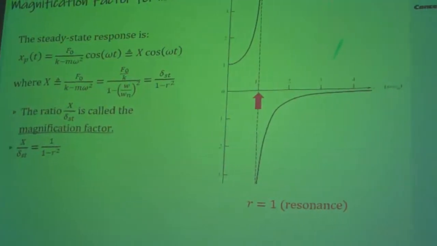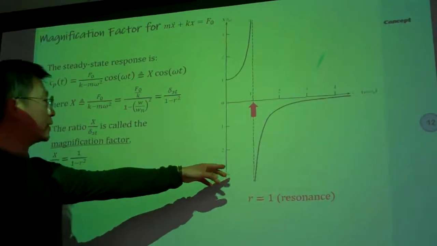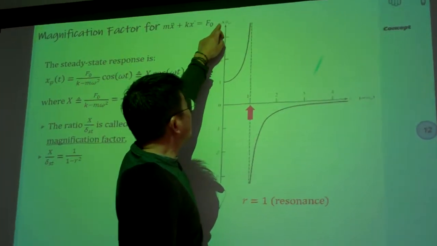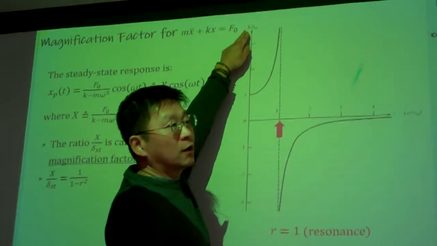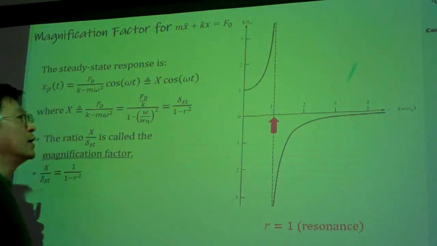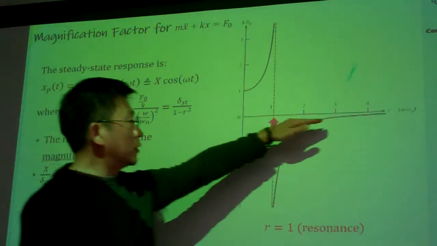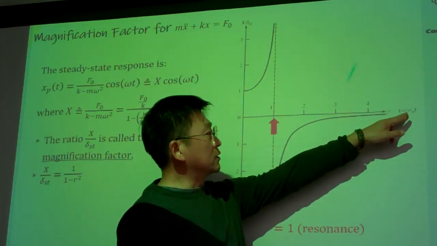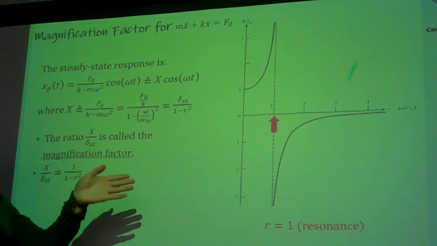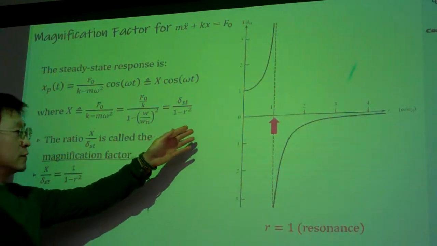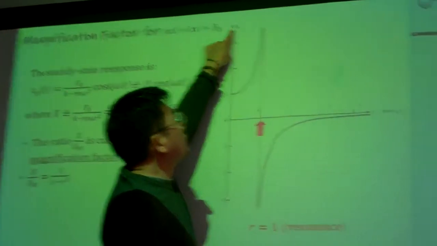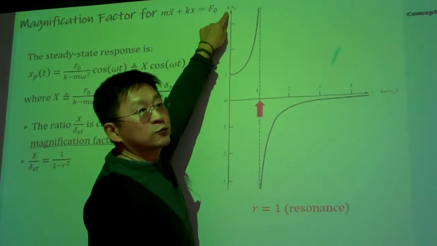So last time we stopped at this curve, and I said this is a scale, a ratio between the amplitude of the steady state response to the static deflection. And this is the ratio of the working frequency to the natural frequency. And here we are given another term, and we define this ratio, the amplitude of the steady state response.